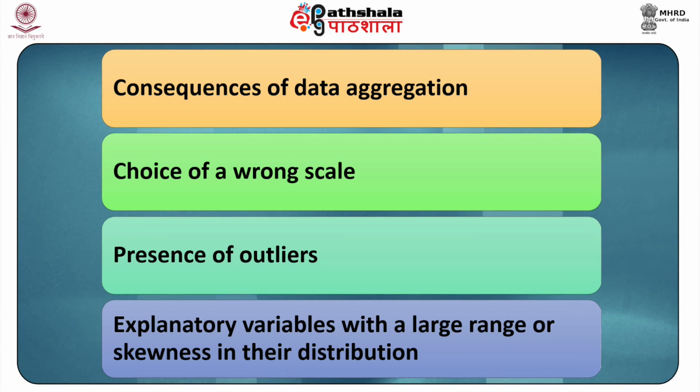Let us discuss the presence of outliers. Now, outliers or extreme observations in the sample make the homoscedastic assumption difficult to maintain. The next reason could be that we have explanatory variables with a large range or skewness in their distribution. If the data on an explanatory variable has a large range of values, it may lead to larger variance of error terms for larger values of the explanatory variables. Similarly, skewed distributions tend to generate heteroscedasticity.